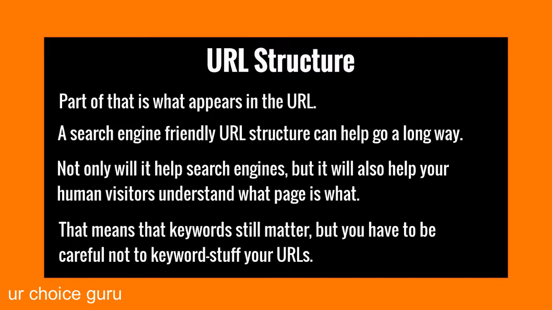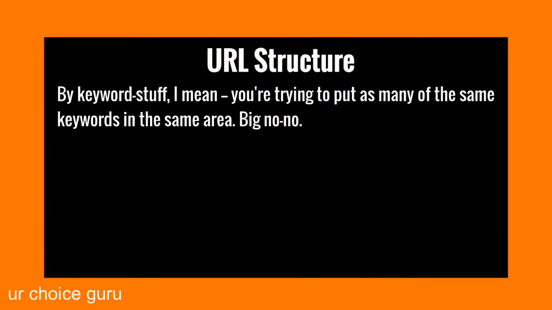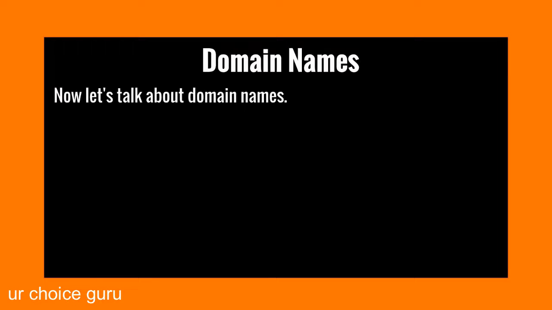And that means that keywords still matter, but you have to be careful not to keyword stuff your URLs. And by keyword stuff, what I mean is you're putting too many of the same keywords in the same area. In other words, back in the day when Google started, you literally could keyword stuff a page and get ranked really, really quick. But now Google has become much smarter. Their bots and intelligence have become smarter. So that's a big no-no. Don't do that. And I'm going to show you in just a minute why, if you use certain domain names, that can have a drastic impact on that.